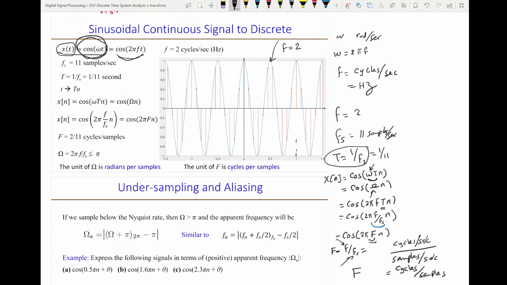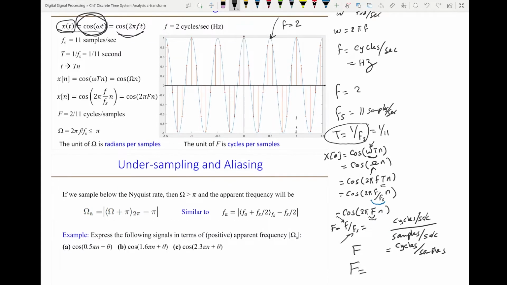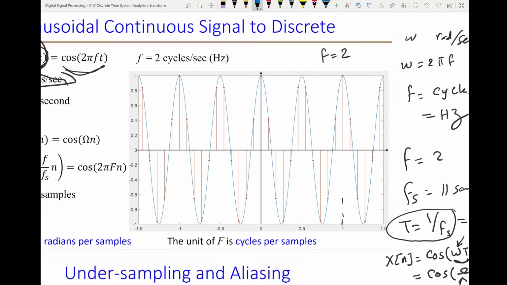So if I find the numerical value for F, it's little f, which is 2 Hertz, that's this one here, divided by f of s, the sampling rate, which is 11 here. So that means there are 2 cycles per 11 samples. Let's go back to the graph here. So we have 2 cycles per 11 samples. We said we will have 2 cycles up to this point. So let's see how many samples I have. 1, 2, 3, 4, 5, 6, 7, 8, 9, 10, 11.